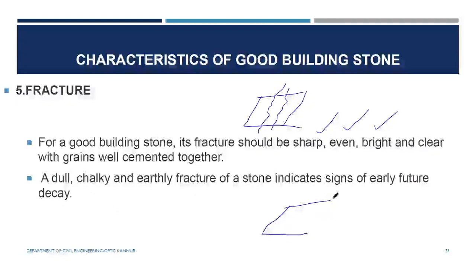Take a stone and just observe it. If there is any dull fracture, just strike it and see. A dull, chalky, and earthy fracture means that won't be a good stone. If it is a good stone, a sharp, even, bright, and clear fracture will be there. The grains will be cemented and will not be broken. Broken means we cannot use it. So those are the points.